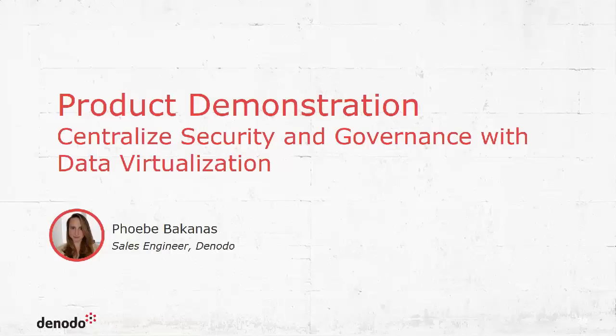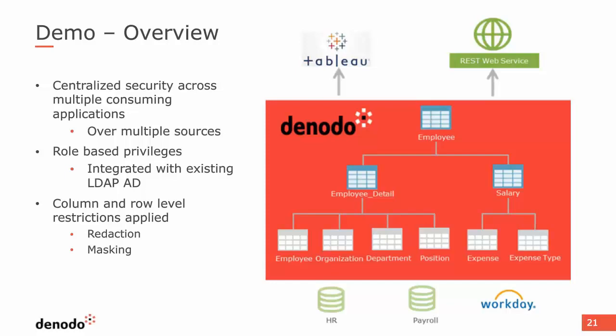Everyone. Welcome to a demonstration of centralized security and governance with data virtualization. So data virtualization offers a single logical point of access for applications, making it a good place to enforce security restrictions defined in terms of the canonical model with really fine granularity. As you can see in the diagram here, Denodo allows for centralizing security across multiple consuming applications to multiple information sources. So a reporting tool or web service can access the same view, in this case of employee, which is made up of data from multiple sources.